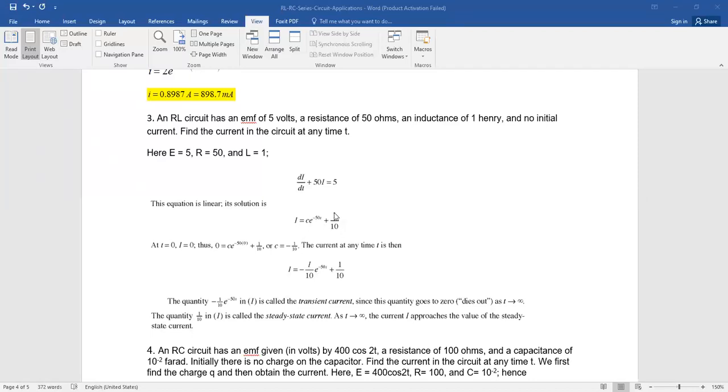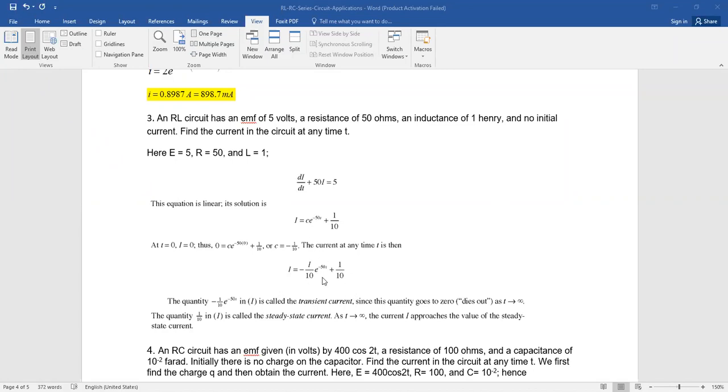If you transfer the 1 over 10 on the left side, that would give you a c, which is negative 1 over 10. Now, if you're going to write a more general equation, now without the arbitrary constant of integration, then you just substitute the negative 1 over 10 for the c. So now your I will be negative 1 over 10 e raised to negative 50t plus 1 over 10. What we did here is simply find the c.